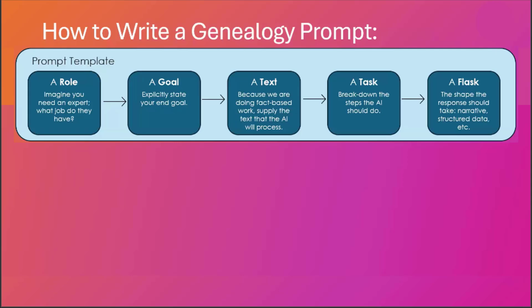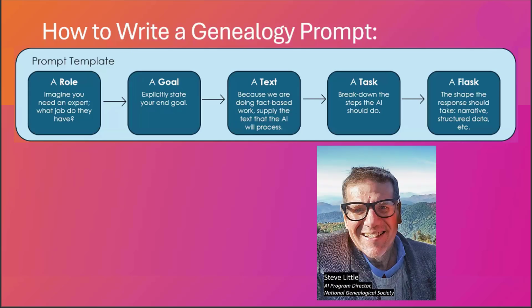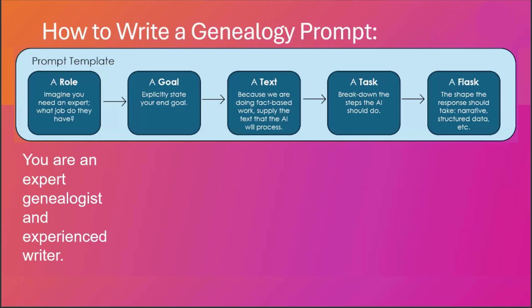But what's the best way to interact with ChatGPT today? By writing the question or prompt in a specific order, like role, goal, text, task, flask, end. Steve Little, AI director at the National Genealogical Society, came up with this. Role. You are an expert genealogist and experienced writer. You're telling the computer what it is. This isn't you, but instructions that you are giving to the computer.